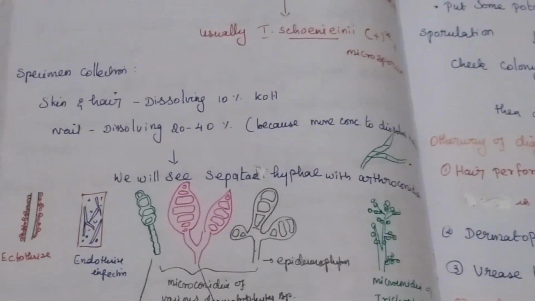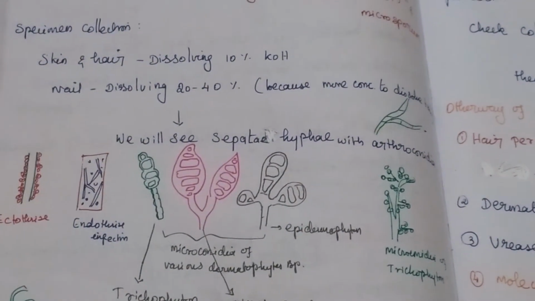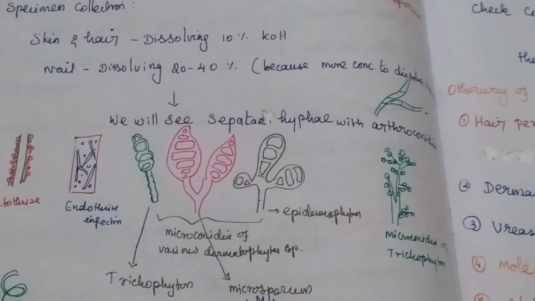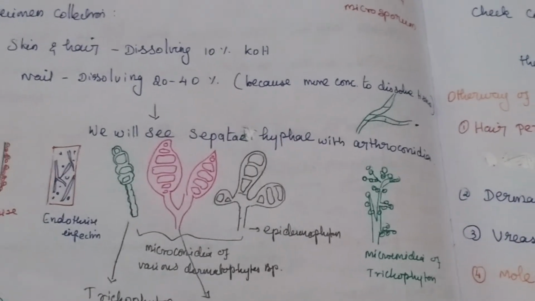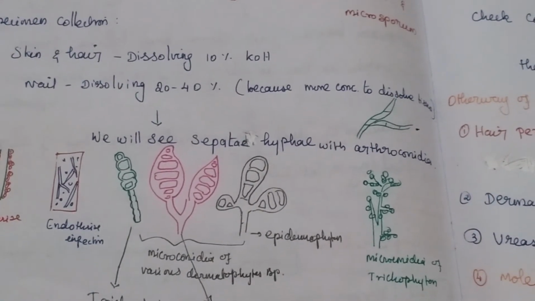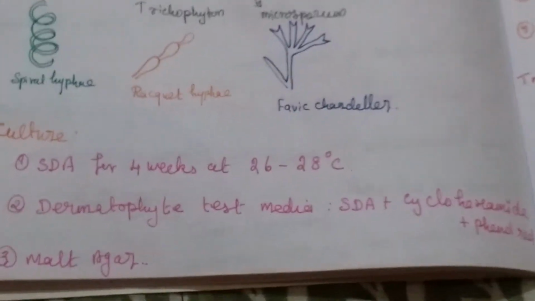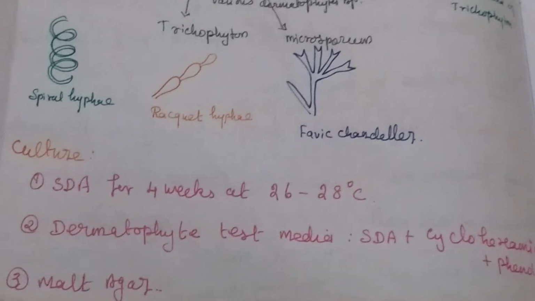Wood's lamp test, then KOH mount. In the KOH mount, skin and hair samples are dissolved in 10% KOH, nail in 20 to 40%. Why? Because we use a high concentration to dissolve that tissue. Then culture medium. Let us move on to culture medium.